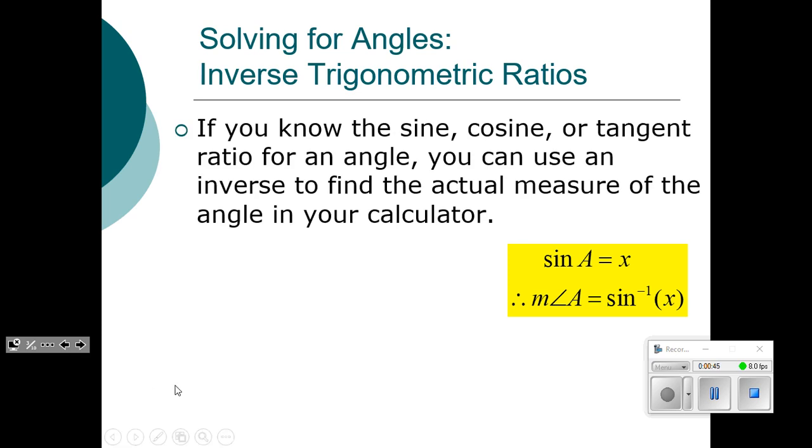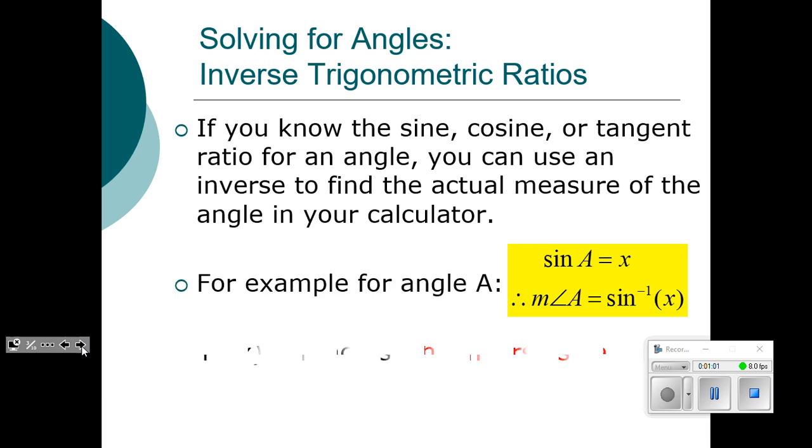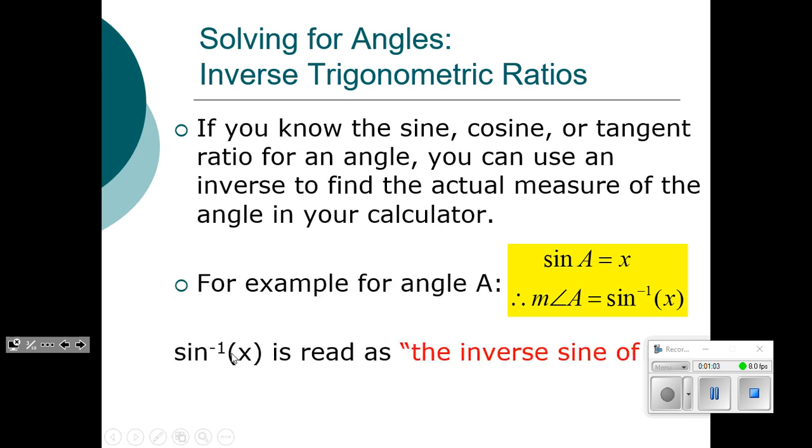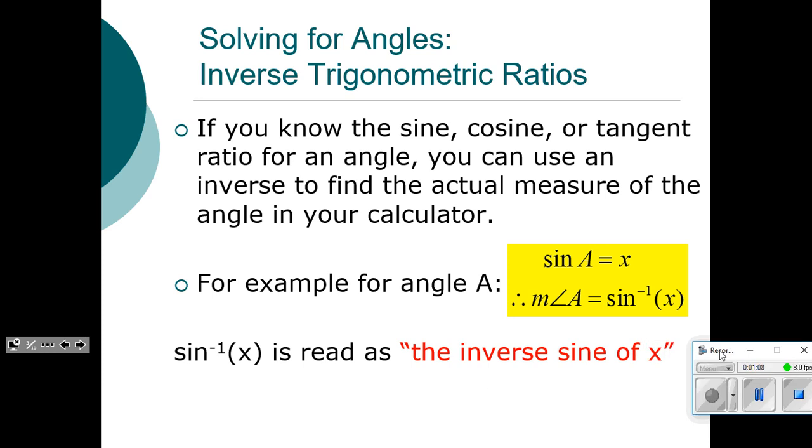If you know the sine, cosine, or tangent ratio for an angle, you can use an inverse to find the actual measure of the angle in your calculator. So if you look at your calculator, you're going to have sine, but you're also going to have sine to the -1 power. When you see the -1, we read this as the inverse sine of x.